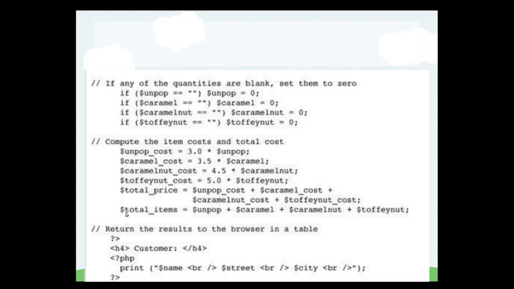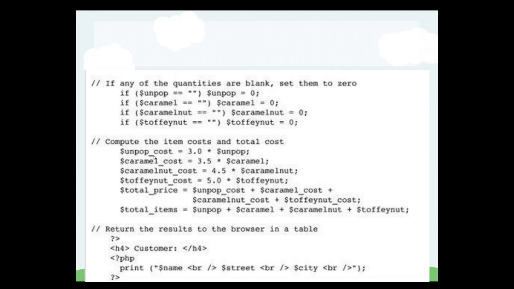So to calculate that, we need to set the corresponding variables to the value 0 if they are left blank. So if $unpop equals the null string, then assign that variable 0. Likewise, for all the 4 items we have written the instructions, and then this is the portion which computes the item cost by multiplying the quantity required with the unit price.